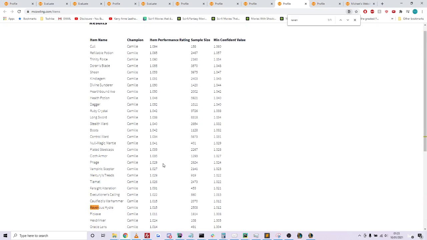So I think that's everything I want to show. I'll make a follow-up video about the runes. I'm not sure what's going on there. I think the sample size is too small for its current method of calculation, but I'll make it from season 10 data, and then I'll fix that.